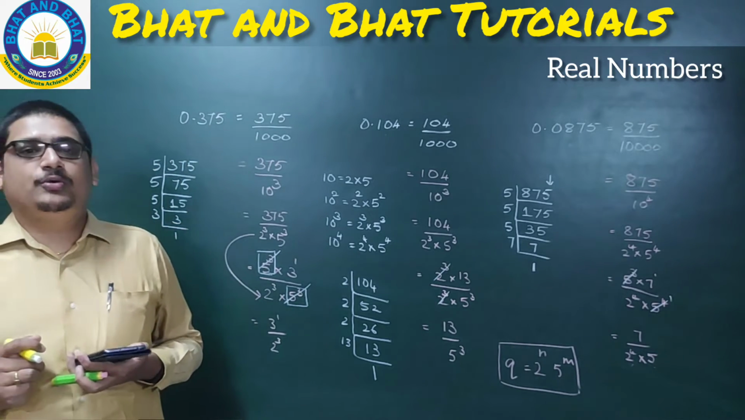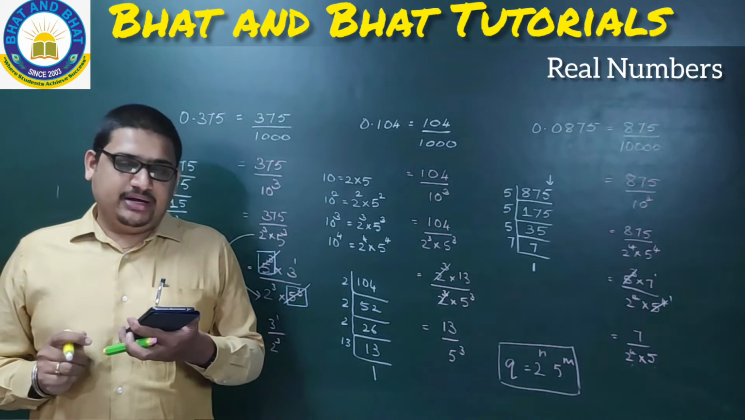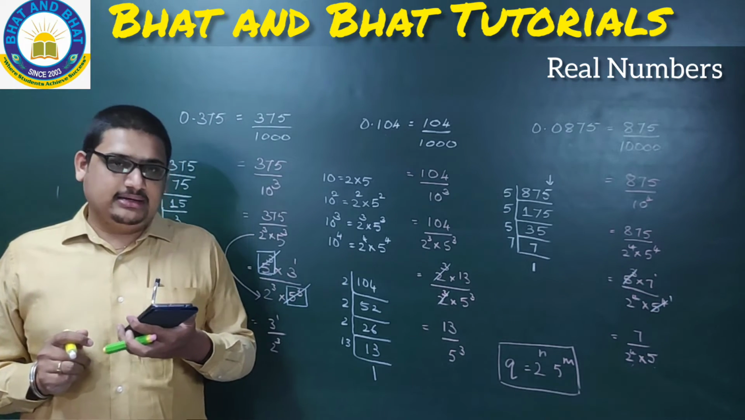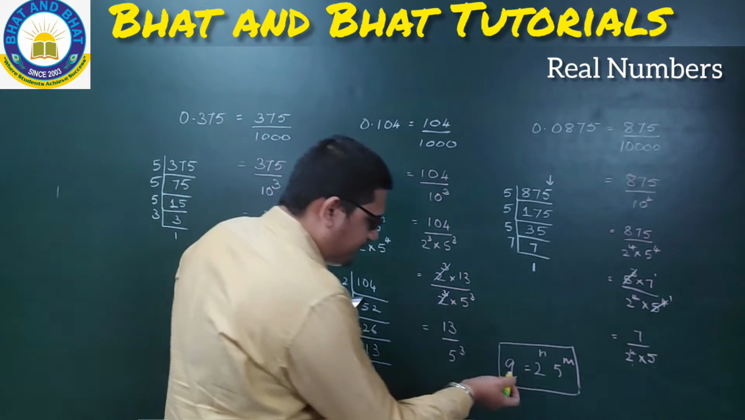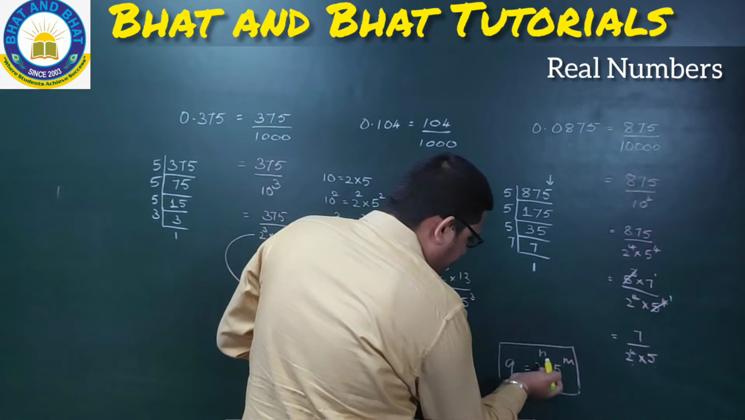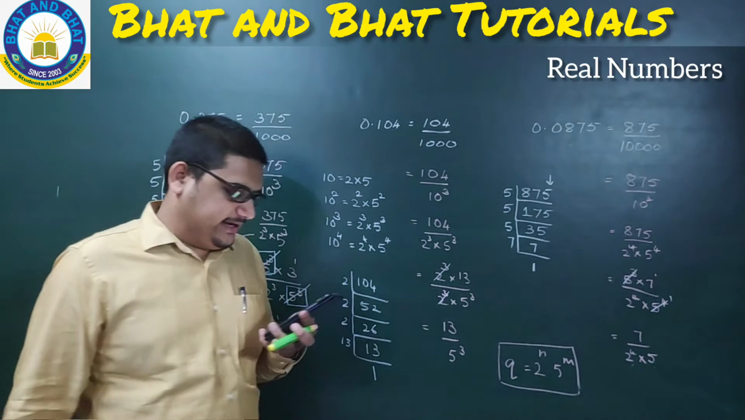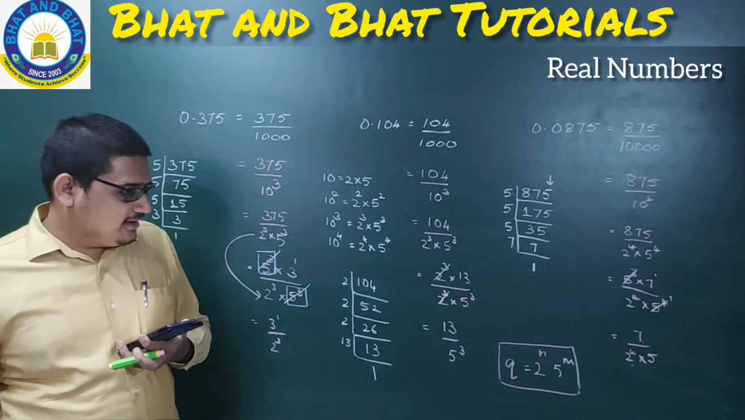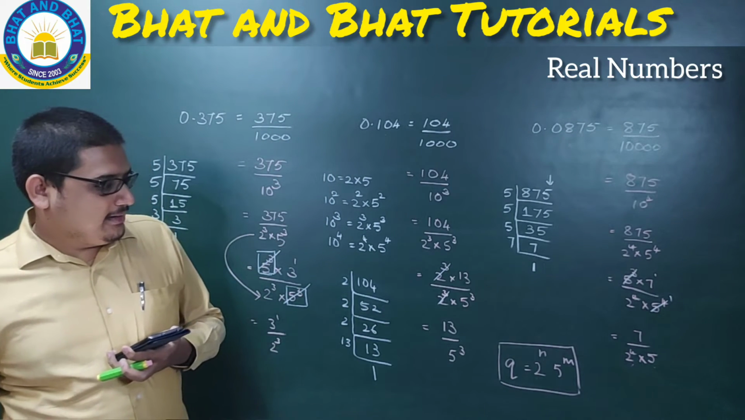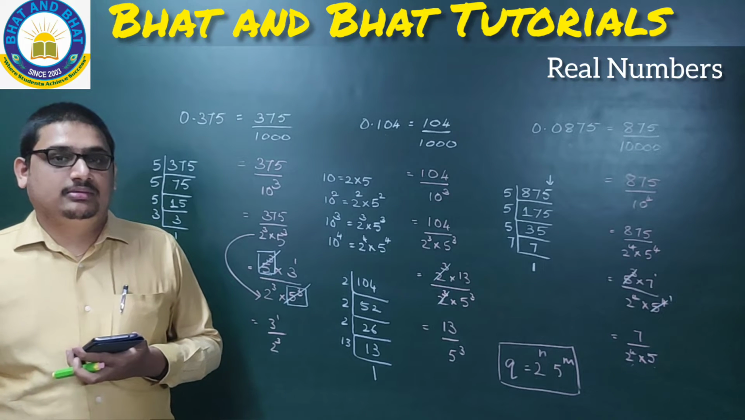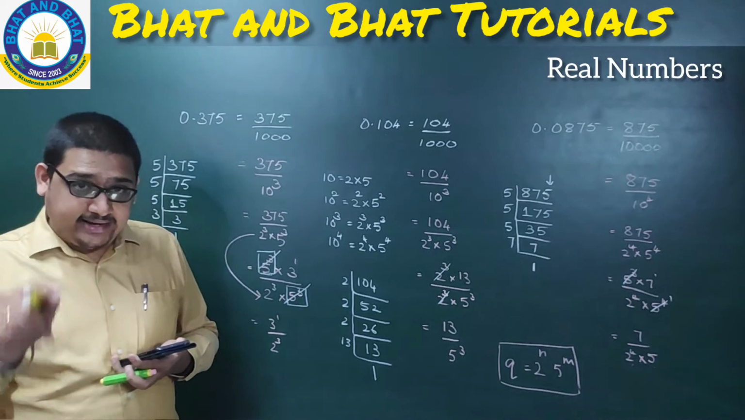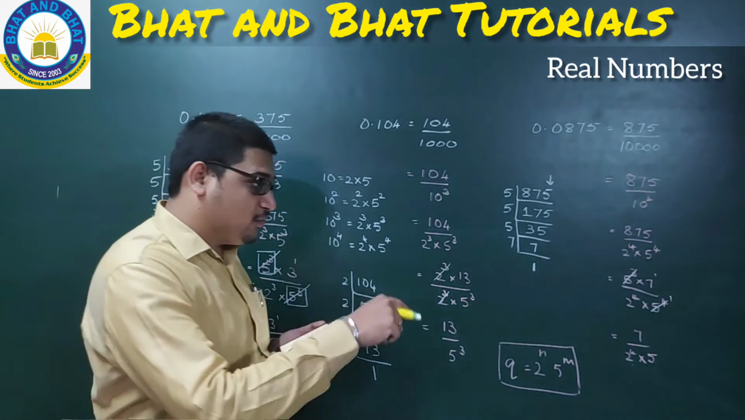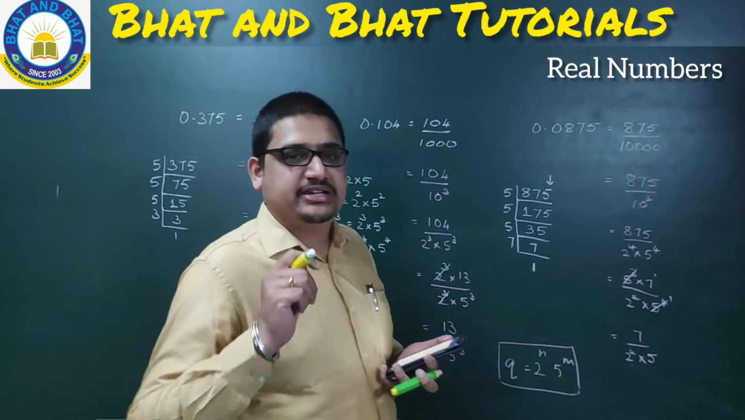Let x is equal to p by q be a rational number such that the prime factorization of q is of the form q is equal to 2 power n into 5 power m, where n and m are non-negative integers. Then x is equal to p by q terminates.